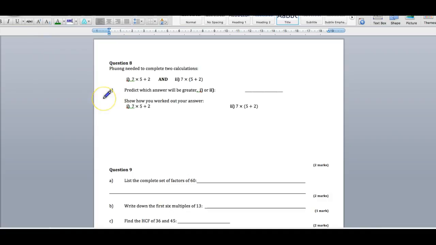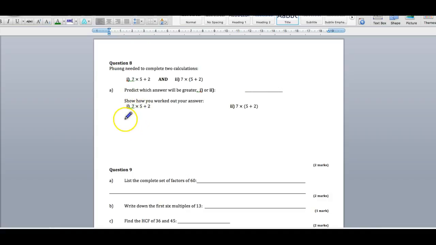All right, question 8. Fung needed to complete 2 calculations. Question A, predict which answer will be greater. So this is just getting you to think about it. Okay, so it doesn't really matter what you wrote here, but most people who wrote number 2 actually got these correct. So let's just do number 2.